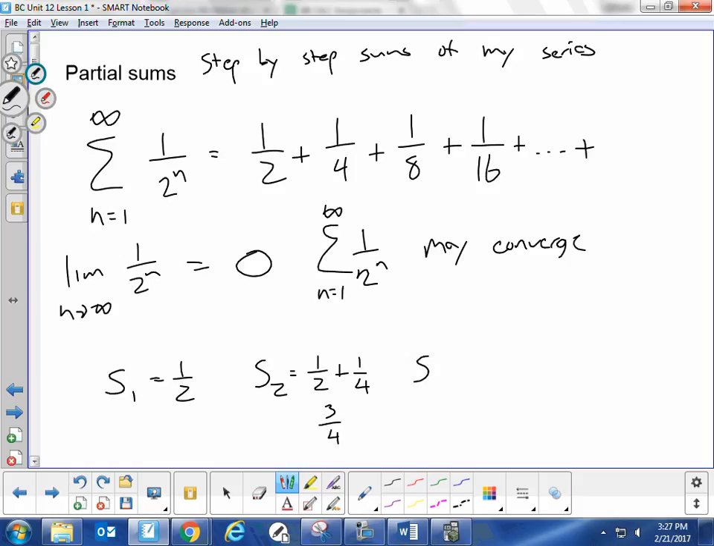I can do my third partial sum, which is the sum of my first three terms, 1/2 plus 1/4 plus 1/8. This is 3/4 plus 1/8, so that's 6/8 plus 1/8, which is 7/8. Let's go off to our fourth partial sum. This would be 7/8 plus 1/16, so that's 14/16 plus 1/16, which is 15/16.